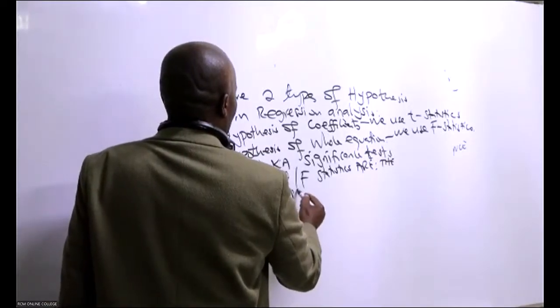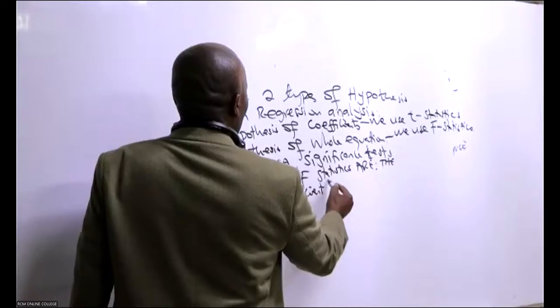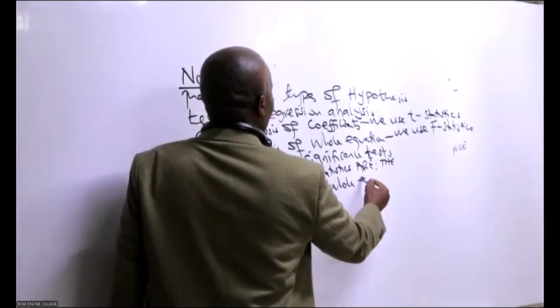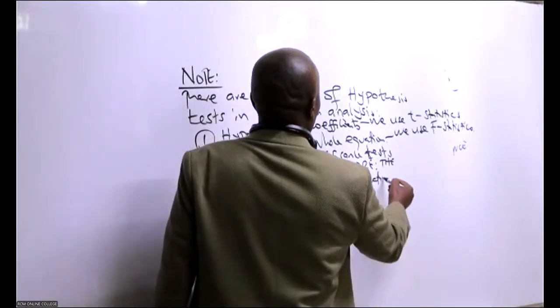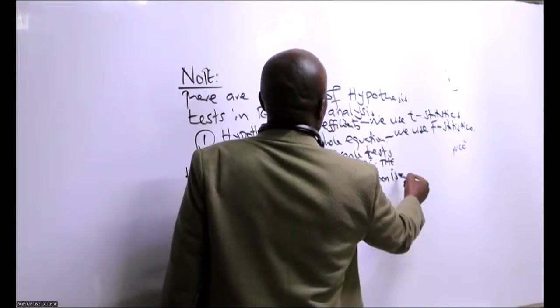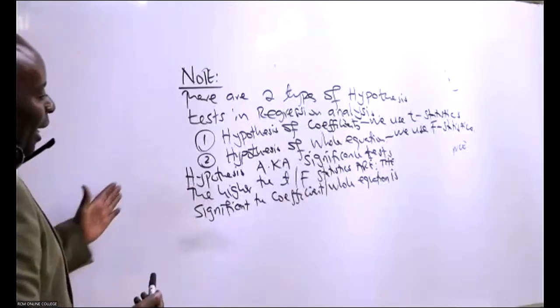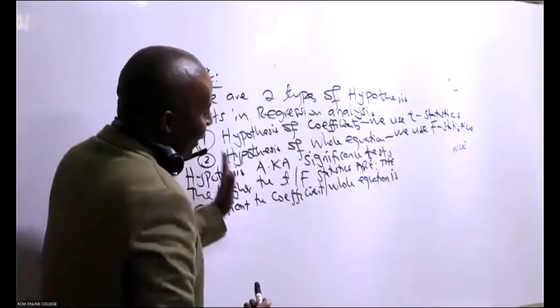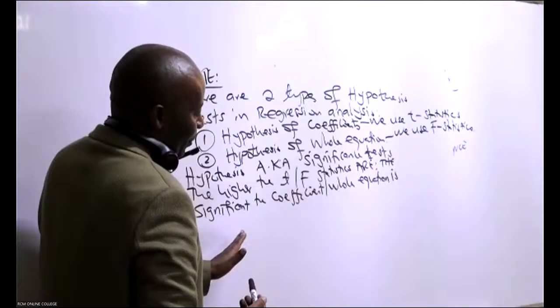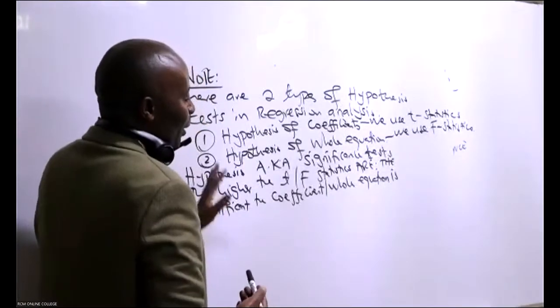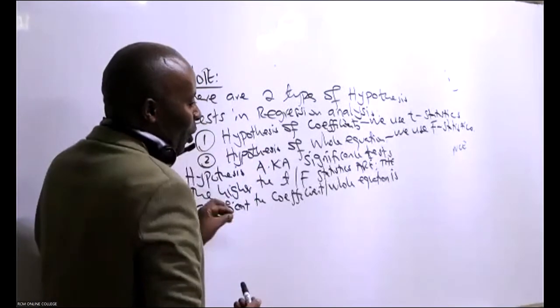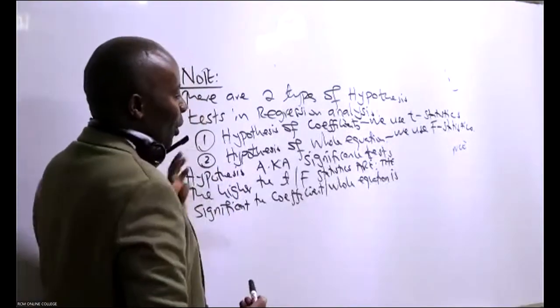The coefficients, or the whole equation, is or are. So the higher the merrier. The higher the T, the higher the F statistics, the more reliable the whole equation will be, the more reliable the coefficients will be.